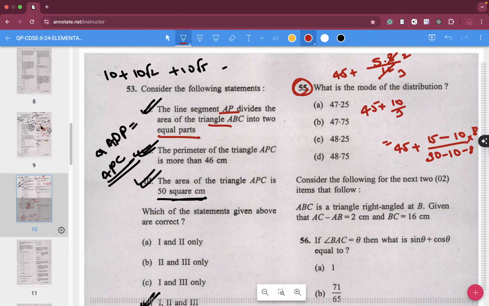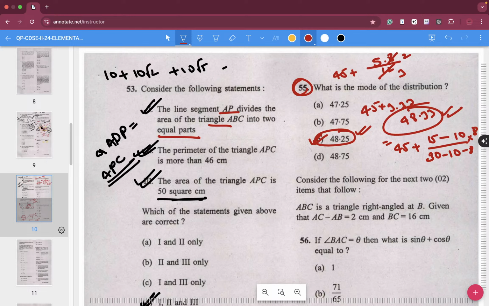45 plus 10 by 3 is how much? 10 by 3 is 3.33, so you can write 3.33, or otherwise this is your 48.33. Since we don't have such an answer over here, we go ahead with 48.25 as the correct answer, folks. You can also do your own calculation and let me know if I'm making any error.